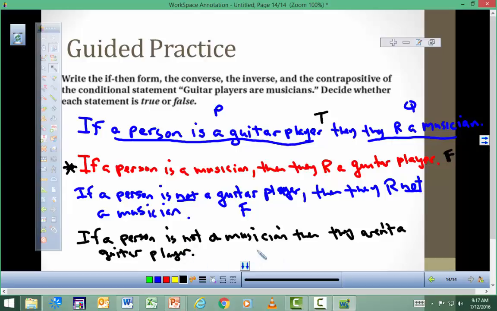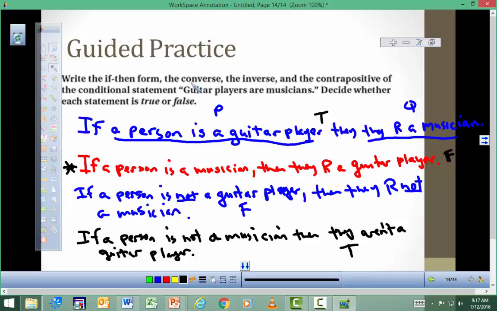And I think we'd have to say that's true, because if they're not a musician, that means they don't play any instrument. Then they can't be playing a guitar, because if they were playing a guitar, that would make them a musician. So this seems logically true.